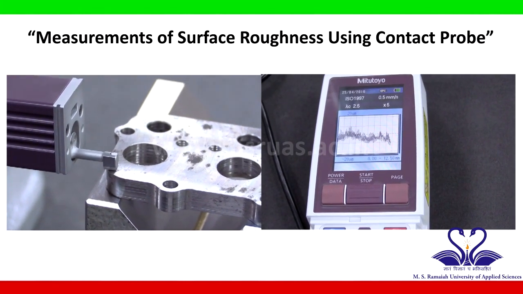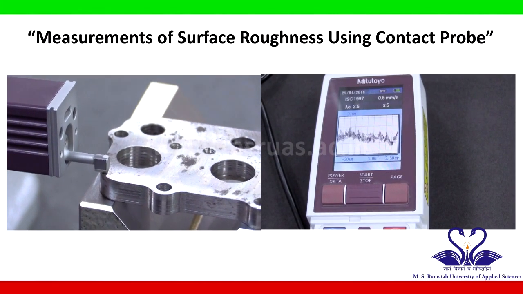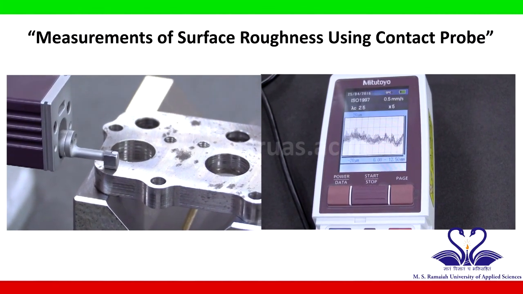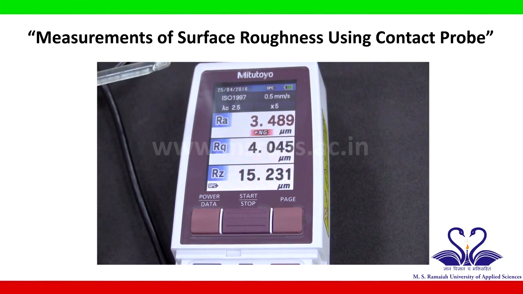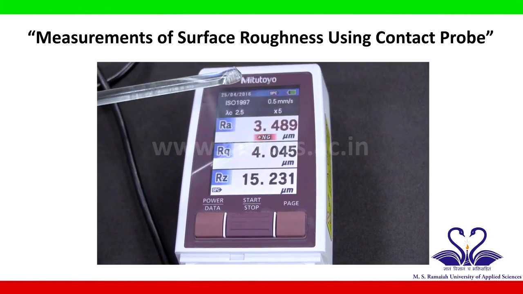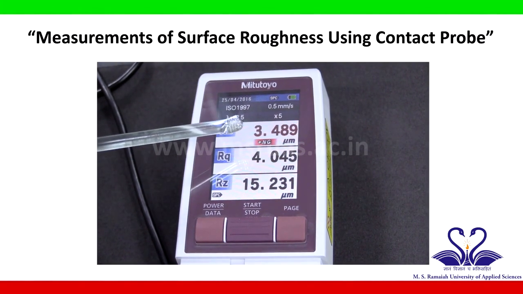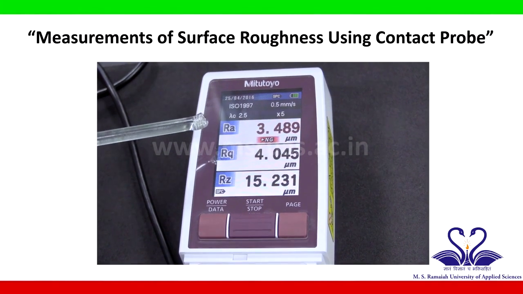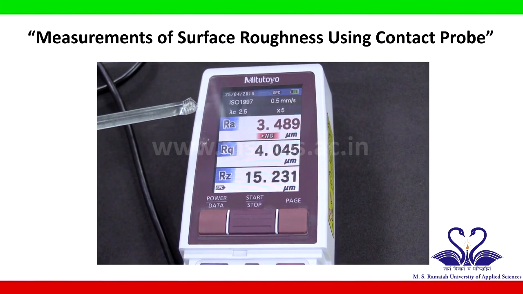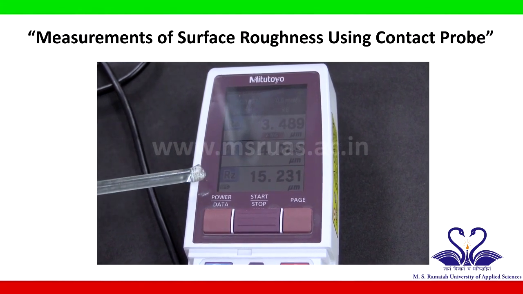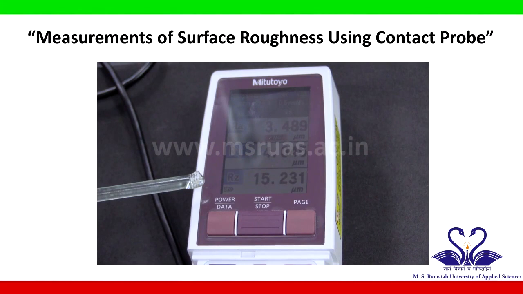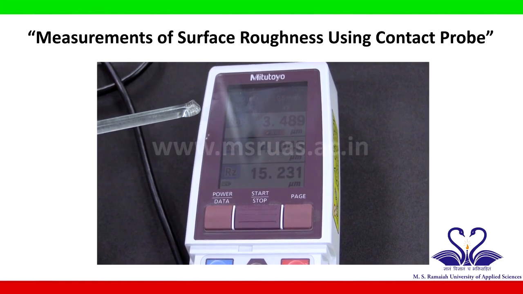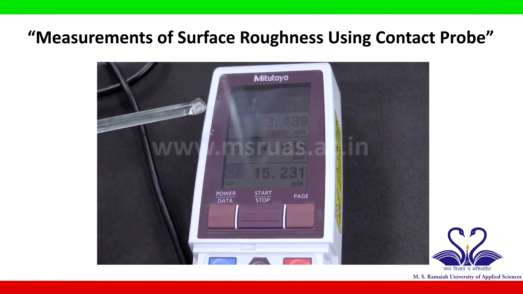Once the probe has reached the evaluation length, it will come back to the home position and the device will calculate the RA value. Now you can see the RA value 3.489 micrometer, RQ is 4.045, RZ is 15.231. Similarly, 16 varieties of surface roughness measurement units are available in this tester. So you can choose the appropriate measurement unit. RA is one of the commonly used measurement units for measuring roughness value.